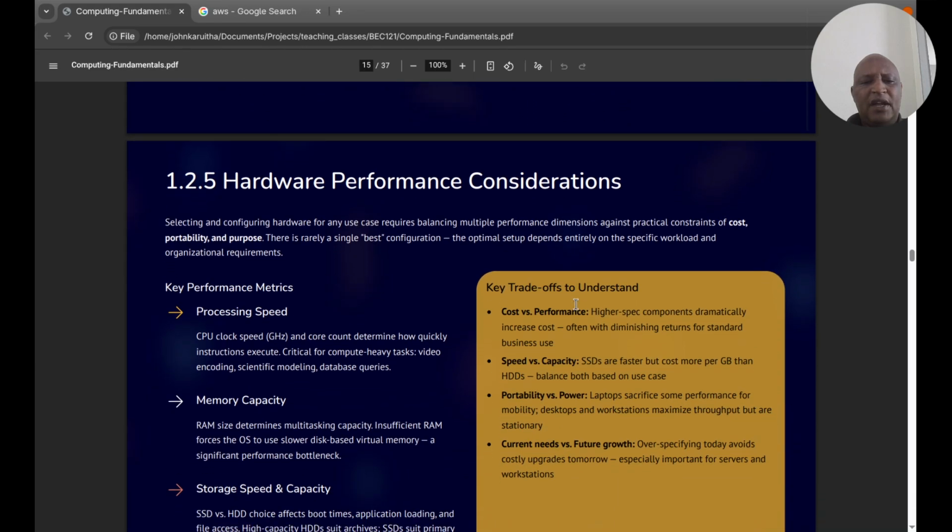So when you are buying a computer, what are the hardware performance considerations? We said ideally you should look for a computer with higher RAM.